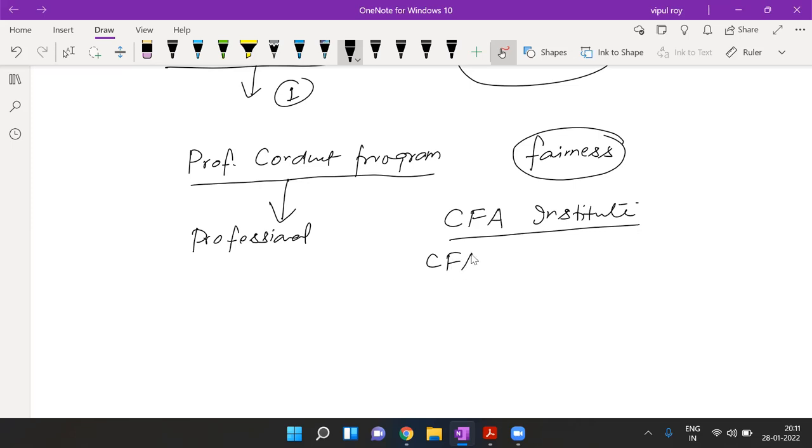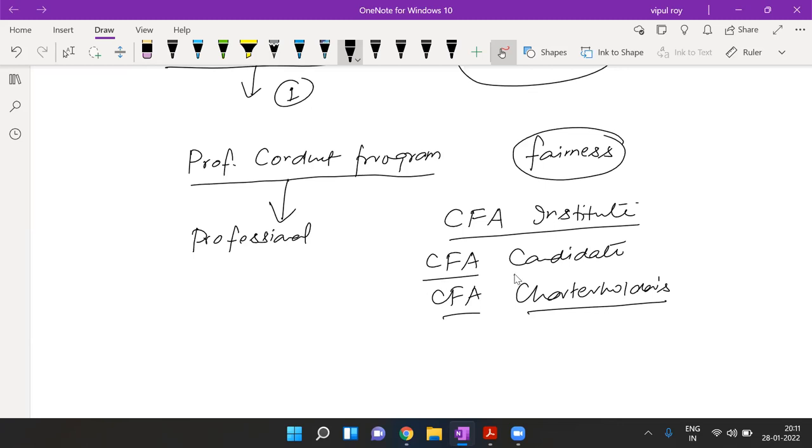Any CFA candidate who has enrolled for any program, and all CFA charter holders. CFA charter holders are those people who have cleared all three levels of CFA and have attained 3 years of work experience; they are given the CFA charter. All CFA candidates, whether a level 1, level 2 or level 3 candidate, can become a member of CFA Institute, right? So membership is given to CFA candidates and CFA charter holders.